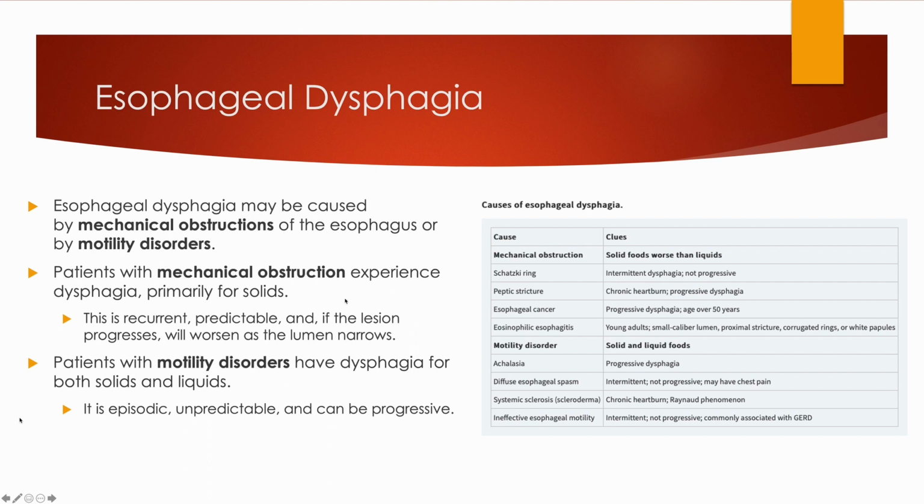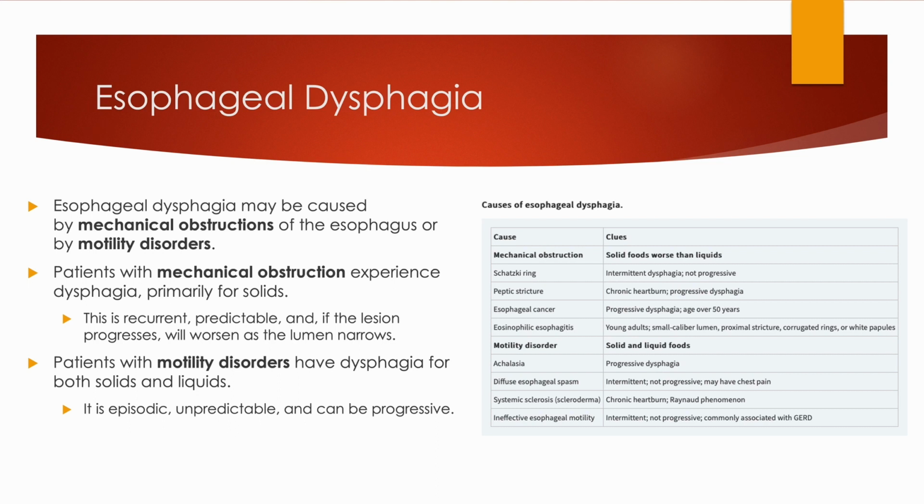One of the major things that differentiates them, historically speaking, is that with mechanical obstruction most patients tend to have primarily solid food problems, so problems passing solids, whereas motility disorders tend to have both solids and liquids. So these will be important things you'll want to ask your patient or identify in a vignette.